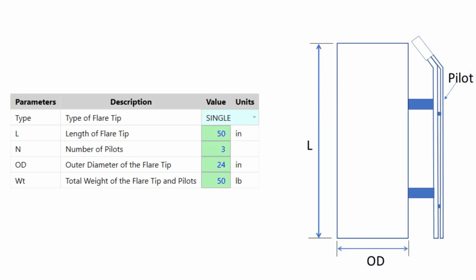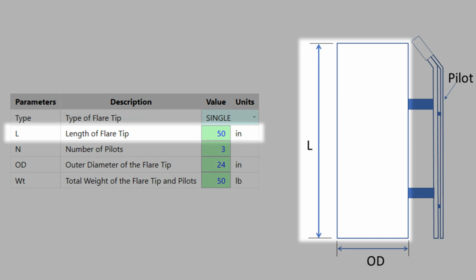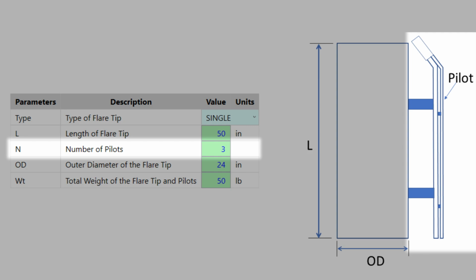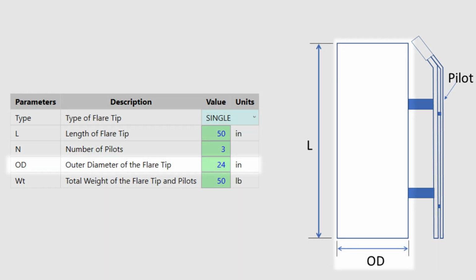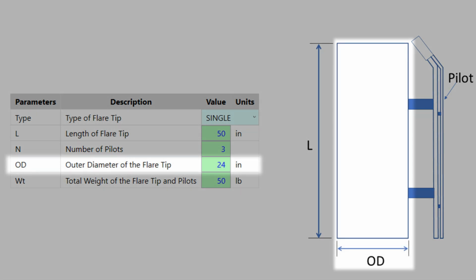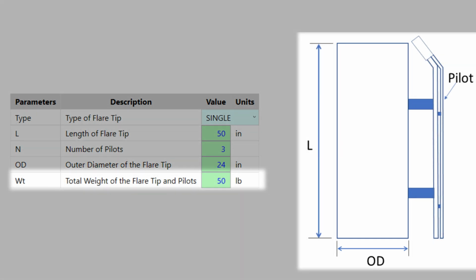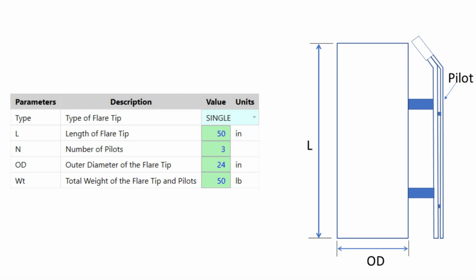First, we start with a single flare tip. Length of flare tip measures the length of the flare tip. Number of pilots is used to calculate the wind load on your flare tip. The outer diameter of the flare tip specifies the diameter of the tip body. The total weight of the flare tip and pilots represents the weight of the entire flare tip assembly.